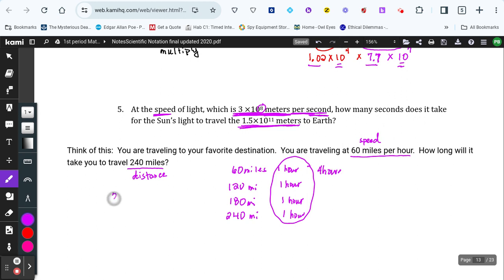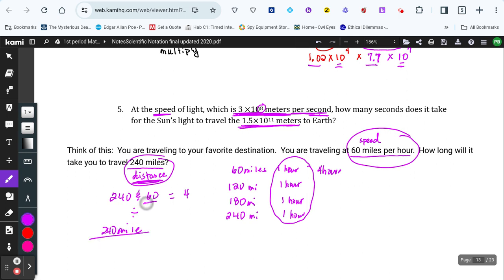But what do you do with 240 and 60 to get a 4? Well, you divide. So you're going to divide what? Well, so I took the distance, which is 240. All right. And then I divided it by 60, which is speed. And it will give you the number of hours, which is 4.